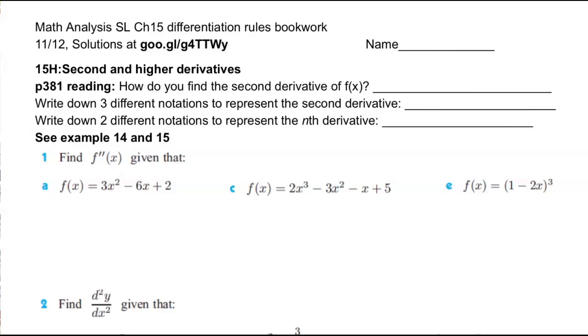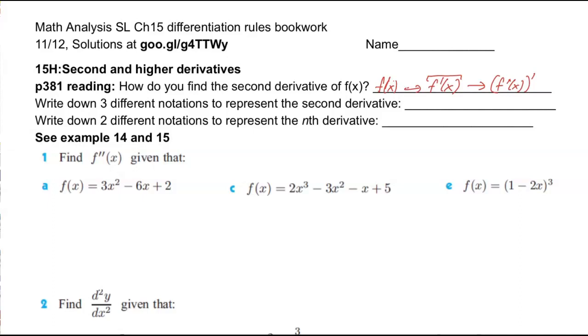Page 11 of differentiation rules. How do you find the second derivative of f of x? You take the derivative of f, just like we've always done, and then you take the derivative of the derivative function. This is not proper notation, but I'm just going to say you take the derivative of the derivative function. Okay? So let's write down some notation.